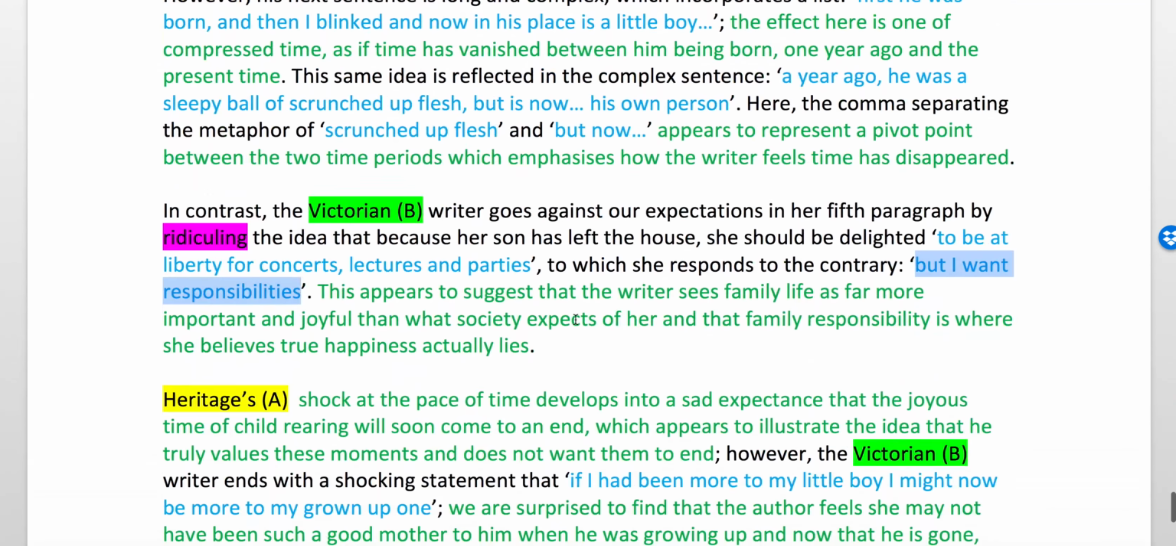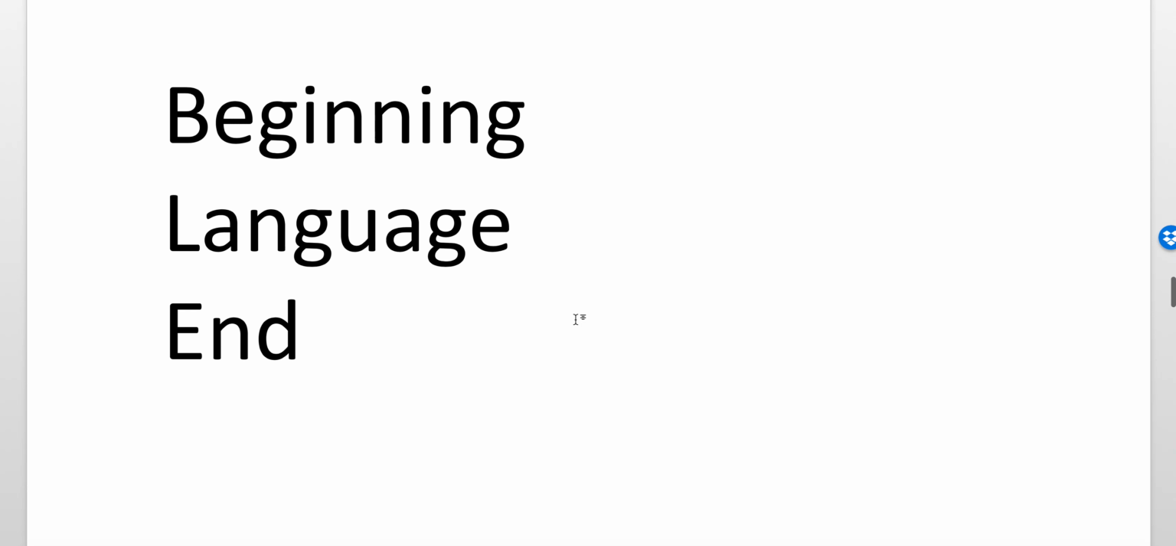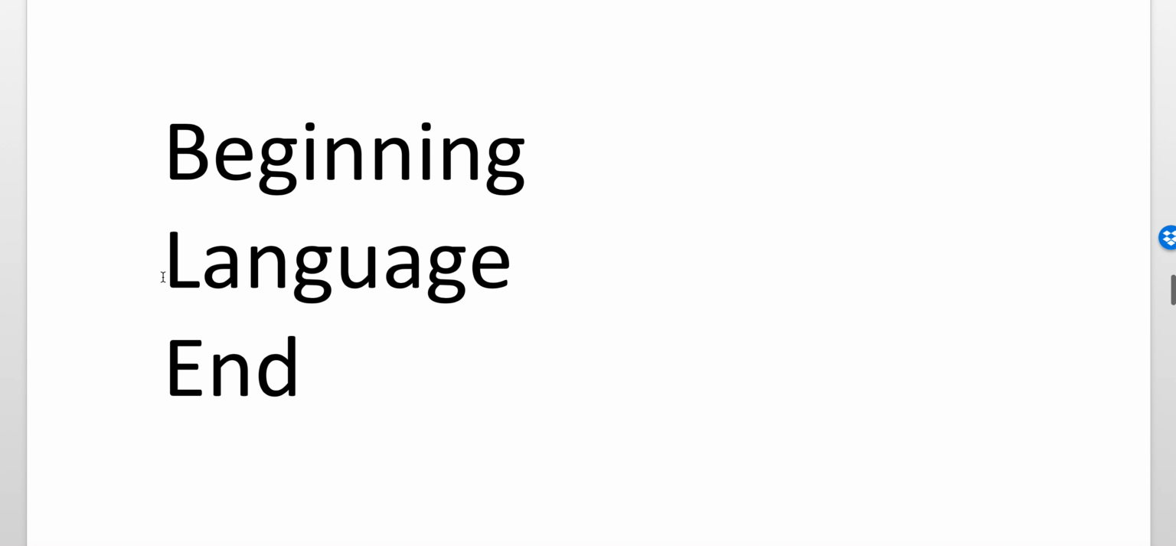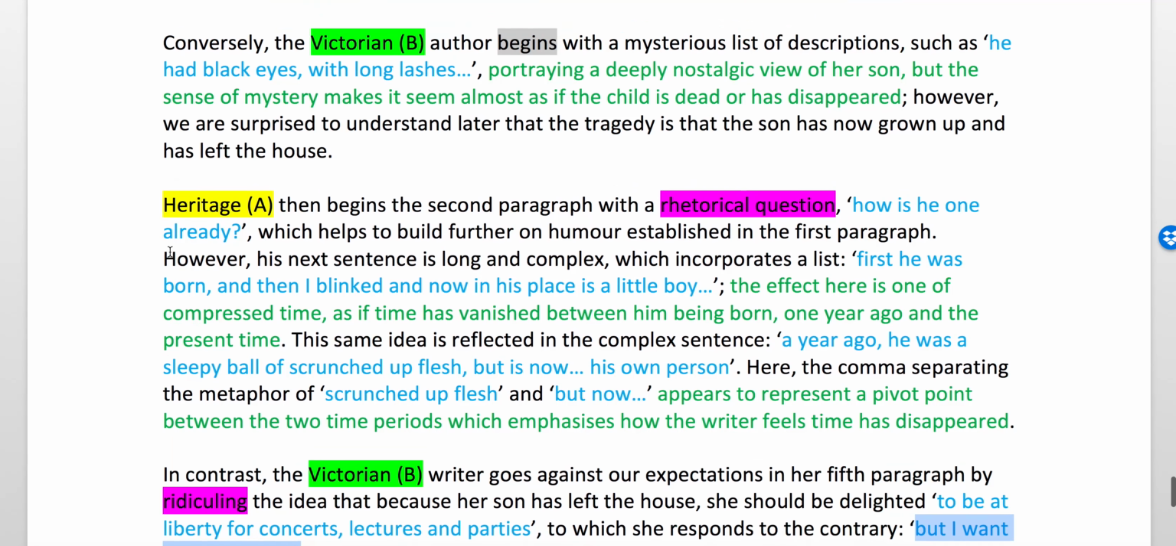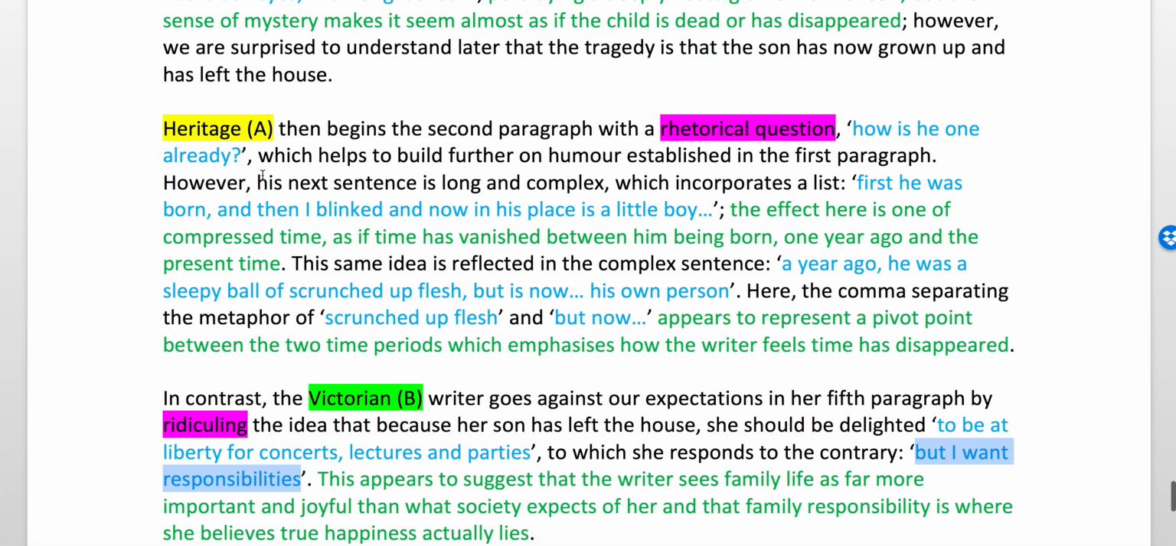Just think about your structure. Remember to analyze the beginning of both, the language of both, and then the ending of both, if you can. If not, then just focus on the beginning and the language. Okay. Notice as well, before we go, that even though, let's say for example, I'm analyzing language in this paragraph, notice I've still said begins the second paragraph. So I'm still infusing structure into the question, some into the answer. So I'm making it quite a detailed answer.